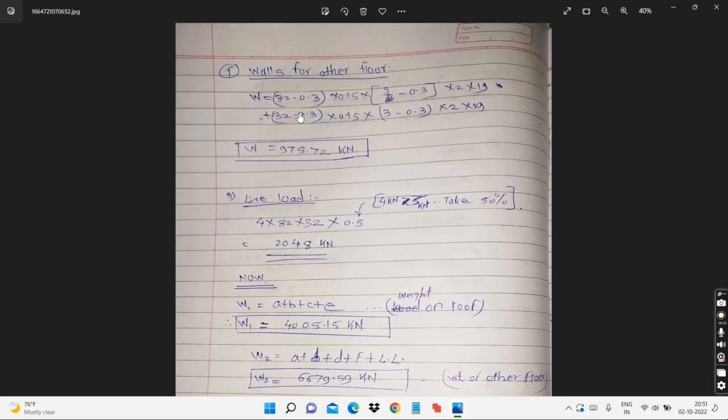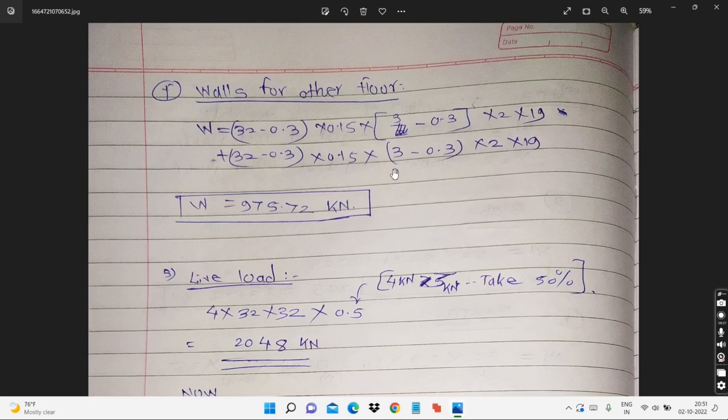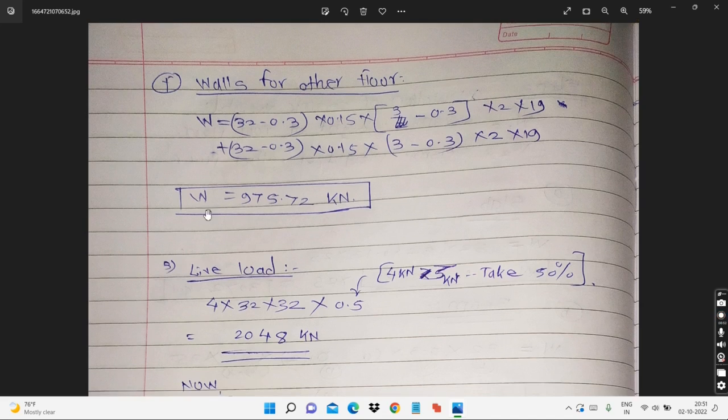In that, walls for other floor will be calculated similarly, but this height is to be taken as full. That means half of upper floor plus half of lower floor. This will lead to the calculation of walls for other floor.